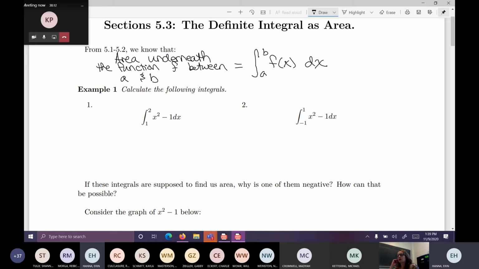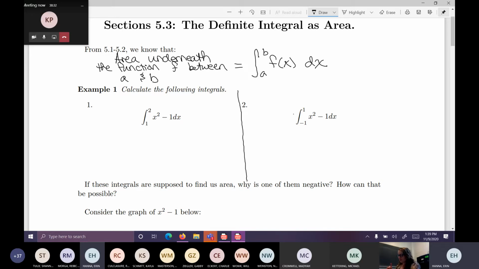So say we wanted to calculate these two integrals, and we're going to calculate them by hand. Some of 5.3 we'll do in our calculator. If you don't have a calculator that has the capability, then you'll have to do it by hand. But we'll do these two by hand since that's what we were just practicing.